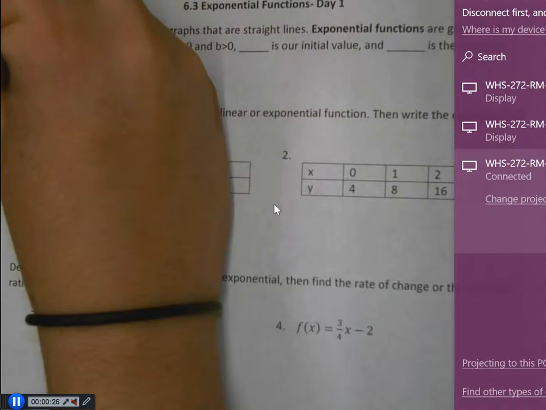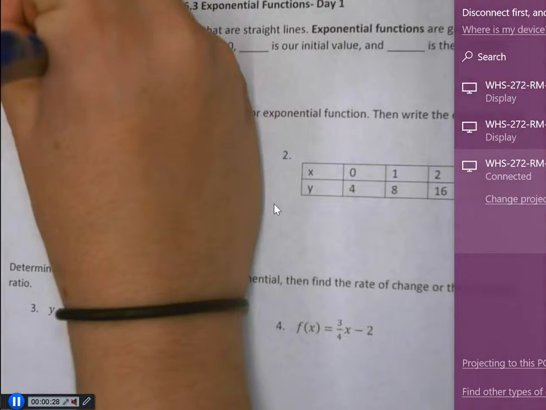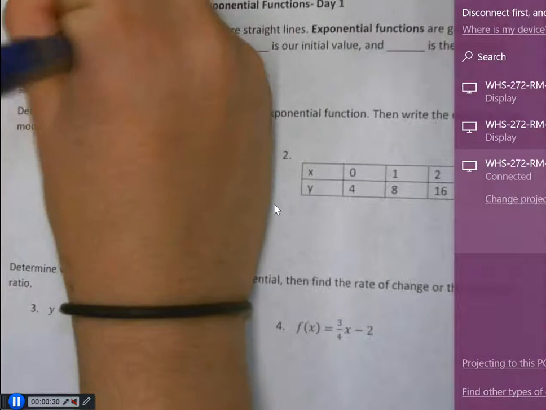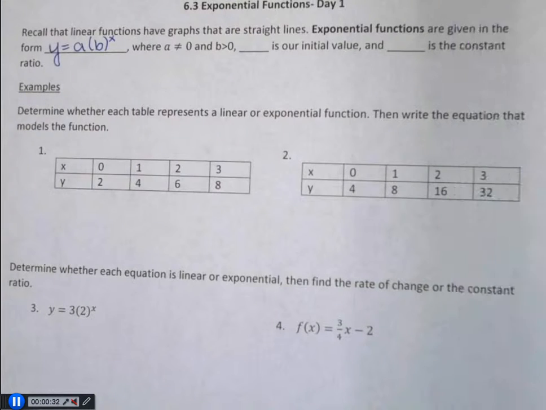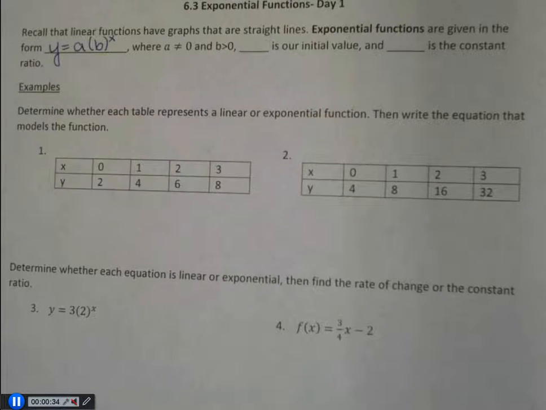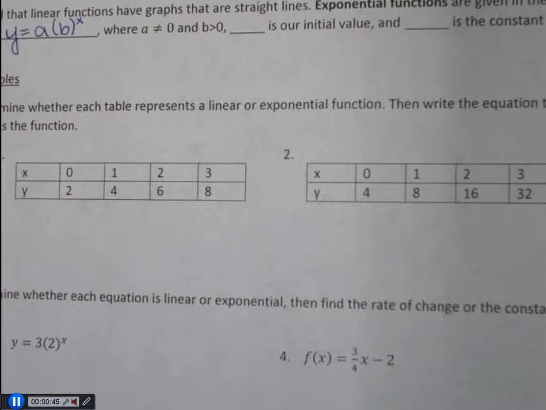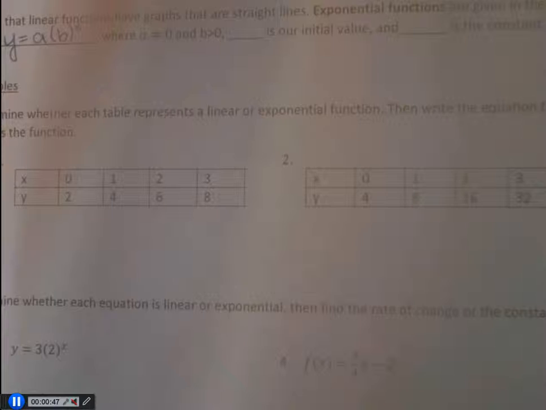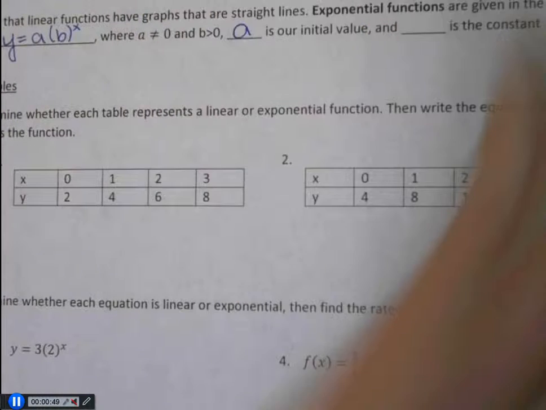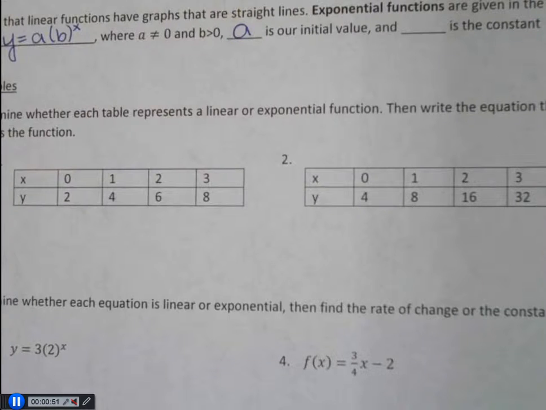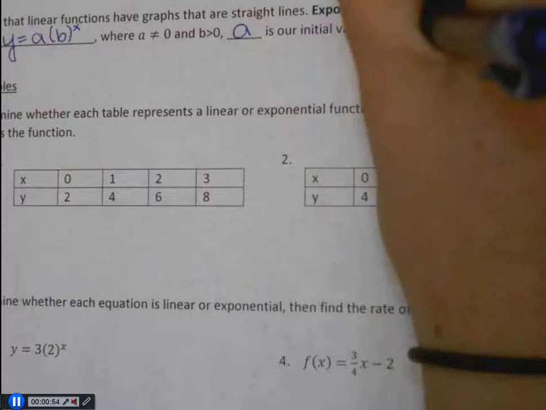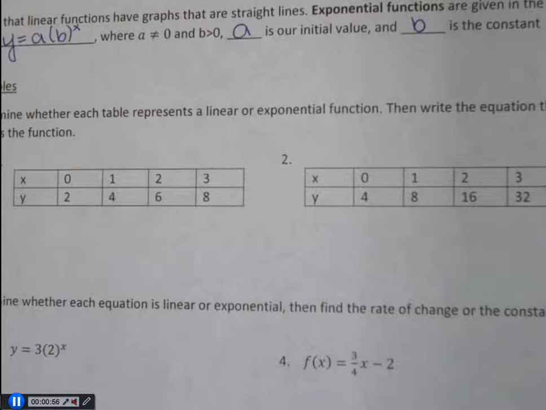Exponential equations are in the form y equals a times b to the x exponent. Okay, a is our initial value, and b is the constant ratio, so the amount I keep multiplying or dividing by.